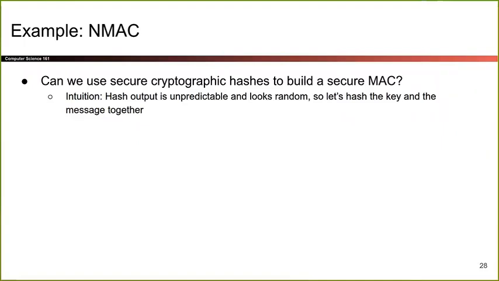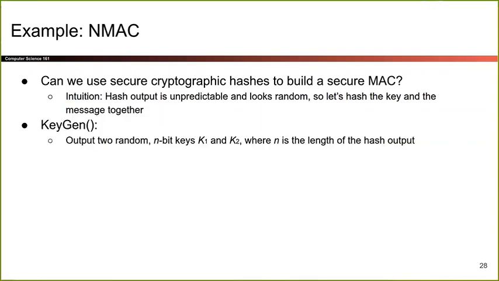Well, if I hash the key and the message together, if you don't know the key, you can't hash your own messages this time, right? Because to hash a message with this, if you wanted to hash the key and the message together, you have to know the key. If I don't know the key, I can't hash the key and the message. So that's my intuition. So the keygen algorithm is a little bit different this time.